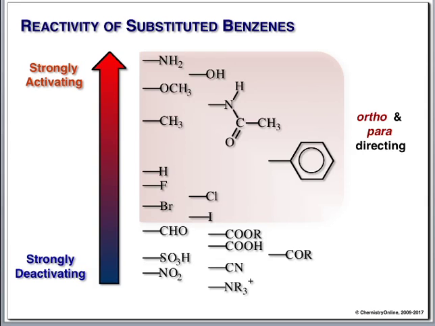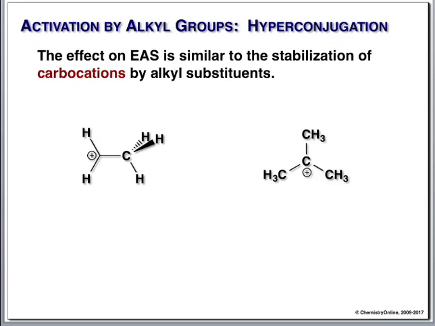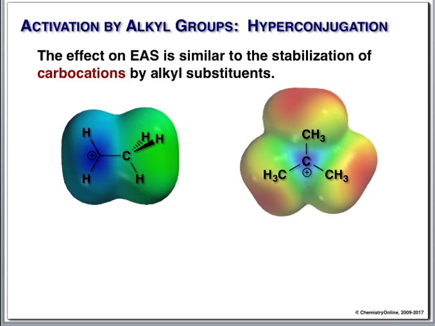Now remember, when you talked about carbocations, somebody told you that a primary carbocation was very unstable, but a tertiary carbocation was much, much more stable. You remember that. You can confirm that by looking at the electrostatic potential maps. Remember, blue is positive. Here we have a big honking blue carbon, and we put methyl groups around it, and this thing has much less charge.